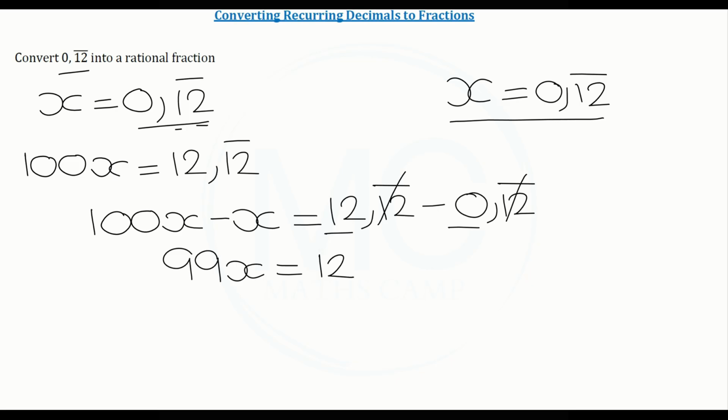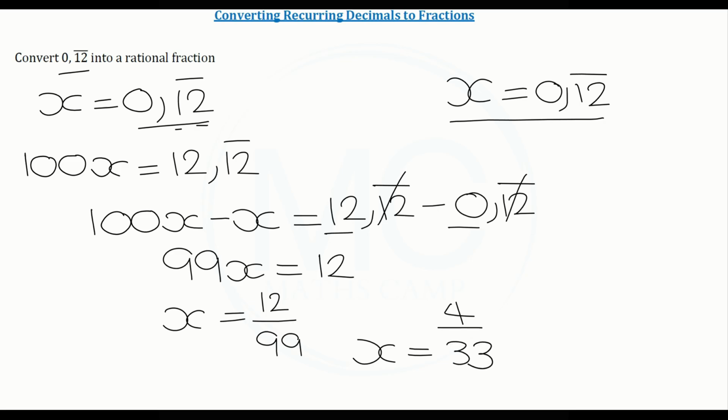To get x by itself, let's divide both sides by 99, and we get x is equal to 12 over 99. Finally, let's simplify our fraction. Both 12 and 99 are divisible by 3, and we see that x will be equal to 4 over 33.